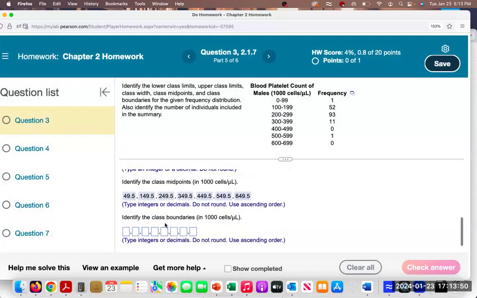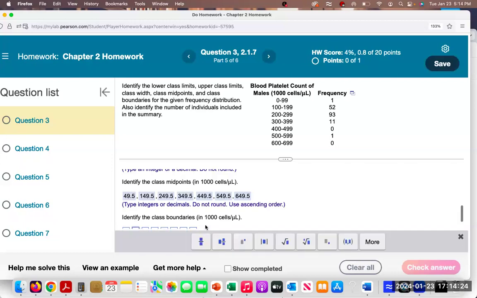Identify the class boundaries. So the class boundaries are used to separate the classes without the gap. Class boundaries split the difference between the end of one class and the beginning of the next class. So the upper limit for the first class is 99, and the lower limit for the second class is 100. So if you find the midpoint, if you add them up and you divide by 2, you get 99.5.